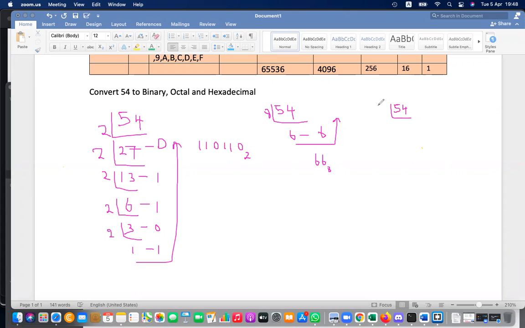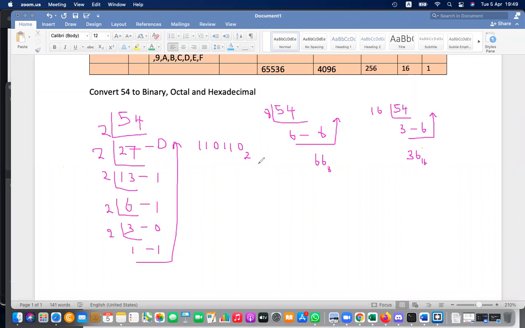Divide by 16. It is 3 remaining 6. And the answer is 36 in hexadecimal. So these are the values.